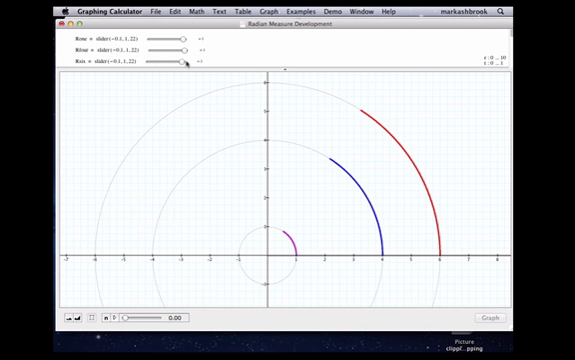I guess they all do the same. The hard one is... yeah, because it's all the same.